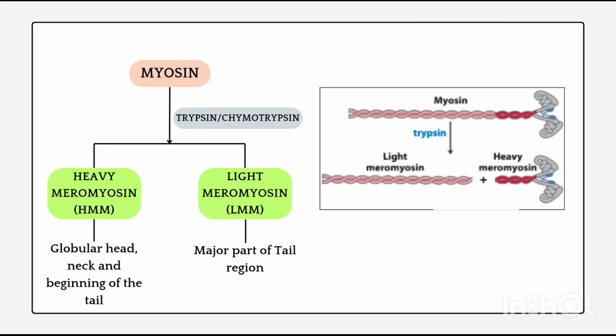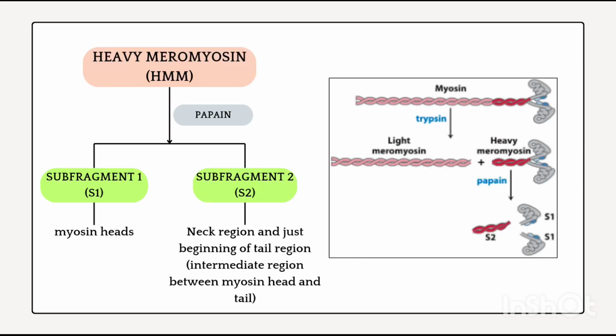Myosin, when treated with proteolytic enzymes, trypsin or chymotrypsin, gets cleaved into heavy meromyosin and light meromyosin. The heavy meromyosin consists of globular head, neck, and beginning portion of tail, while the light meromyosin consists of major part of the tail. When heavy meromyosin is treated with papain, it is cleaved into subfragment 1 and subfragment 2.